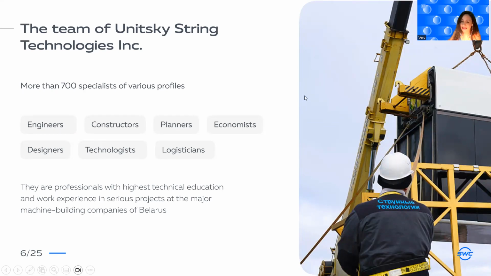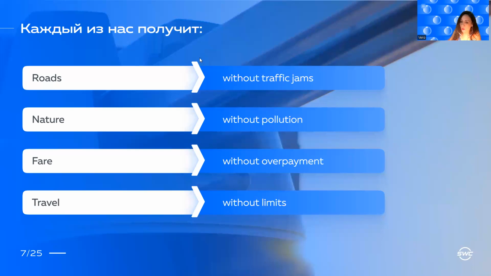The team of Unitsky String Technologies Inc. employs more than 700 specialists of various profiles as engineers, constructors, planners, economists, designers, technologists, and logisticians. They are professionals with the highest technical education and work experience in serious projects at the major machine building companies of Belarus.